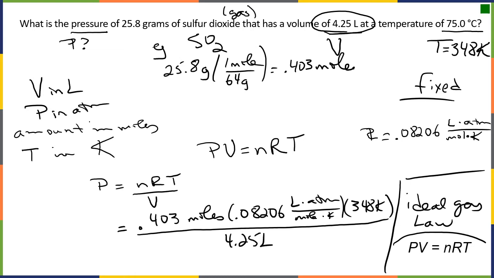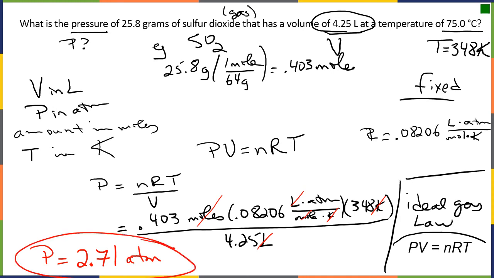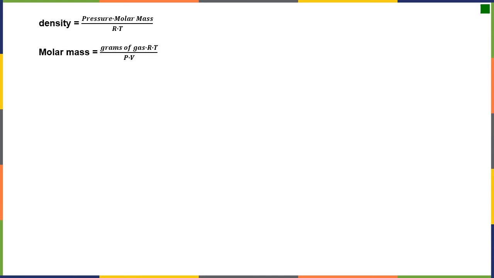If we take a look at our units, our moles cancel, our volume in liters cancels, our temperature in Kelvin cancels, and we're going to get an answer in atmospheres, and our P is going to equal 2.71 atm. So when we're having fixed conditions, one pressure, one temperature, one volume, we will use the ideal gas law. All right, we have a couple more equations that we can get from rearranging the ideal gas law.